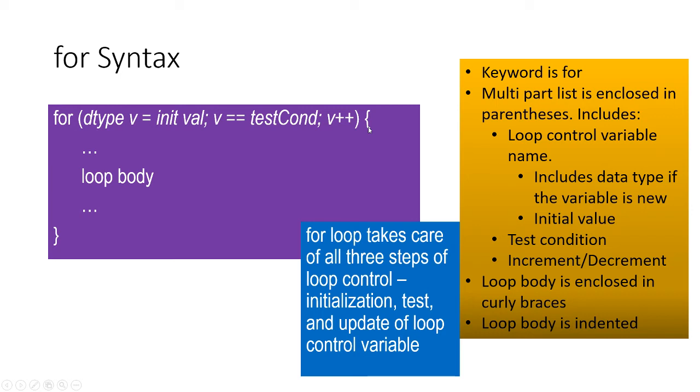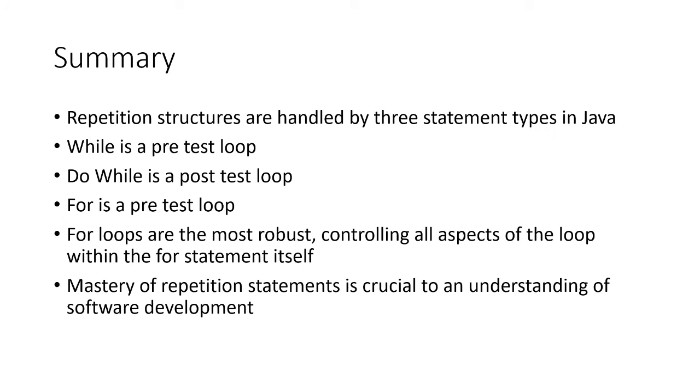Now our for loop has opening and closing curly braces, and our loop body is indented within those curly braces. So the for loop takes care of all three steps of our loop control: initialization, test, and update. So it can be quite handy, but it also can require a little bit more testing on a student's part to get a good handle and understanding on. So be sure you're looking at some practice programs and trying some different things, which we'll do in another video.